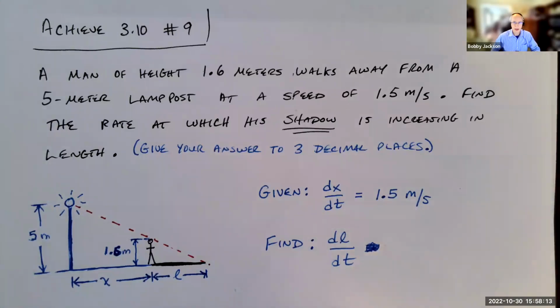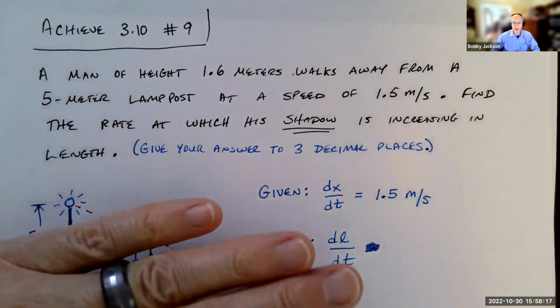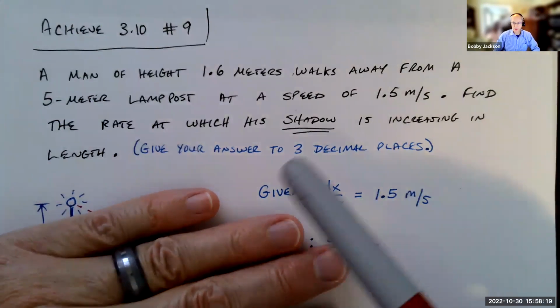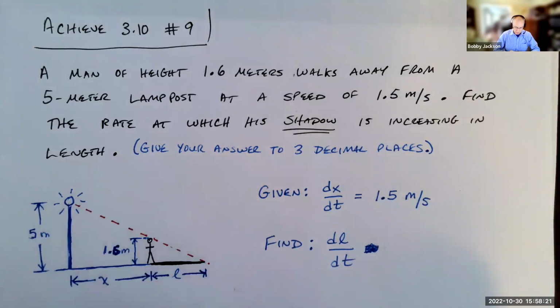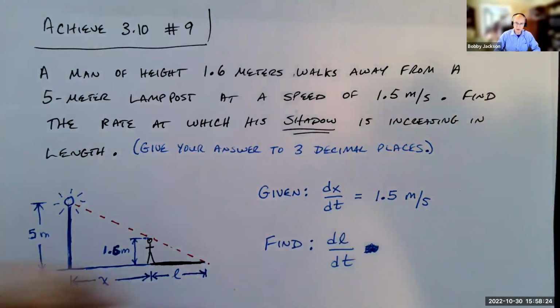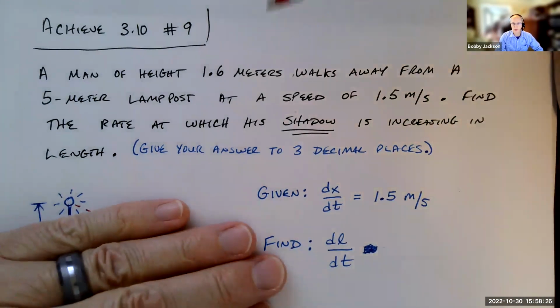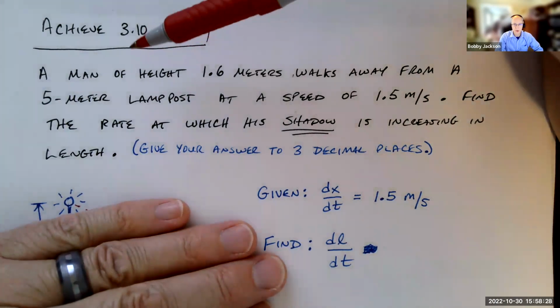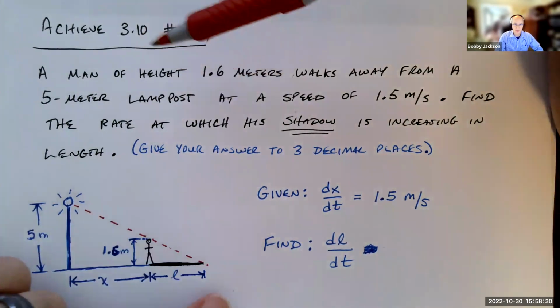Hey everyone, we're going to look at Achieve section 3.10, number 9. This is in the section on related rates. I've just recopied the problem from Achieve, and the numbers might be a little different for the particular problem you have, but should be very similar. And there's a diagram they give with the problem.